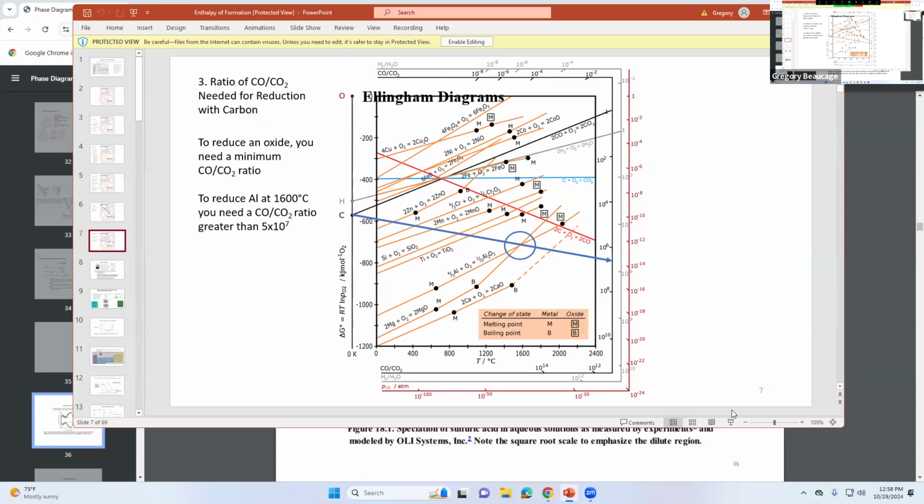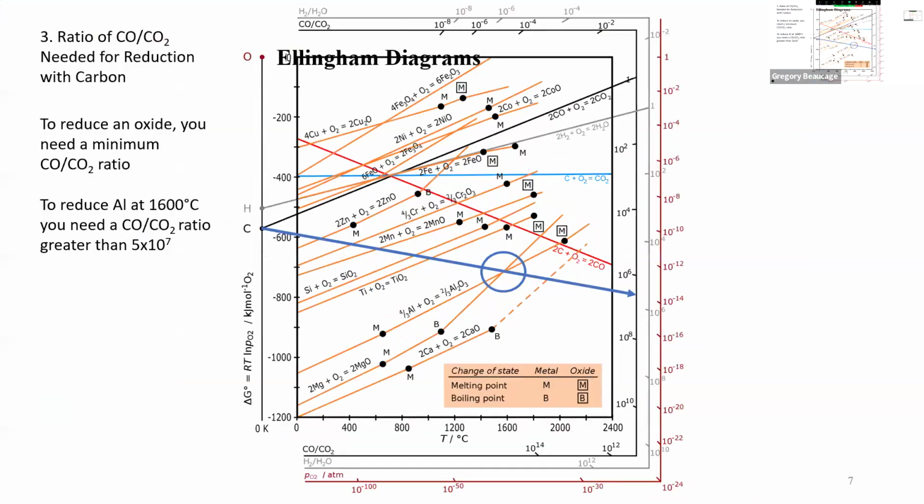So how will we pick the point for del G here? Minus around minus 600. The point is that if you want to reduce aluminum, you want to drive it, so what ratio of CO to CO2 do you need to do it? In other words, the more CO, the more it's going to be reduced. So anything above that point would reduce, and anything below it will oxidize.